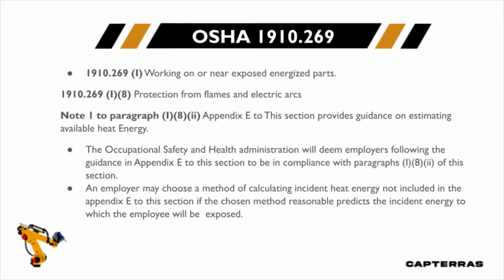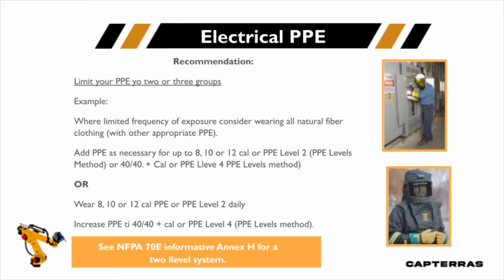Okay, so when we look at electrical PPE, I'm going to suggest you limit your PPE to 2 or 3 groups. An example of that: we talked about 4 categories, 4 levels in the PPE levels method. There were 3 levels that we talked about if you do the calculation in the informative Annex H. But where you have limited frequency of exposure, in other words, someone may work most of the day and not be exposed to electric arc or open up cabinets, consider wearing all natural fiber with other appropriate PPE. And then maybe as the day goes on, you add PPE.